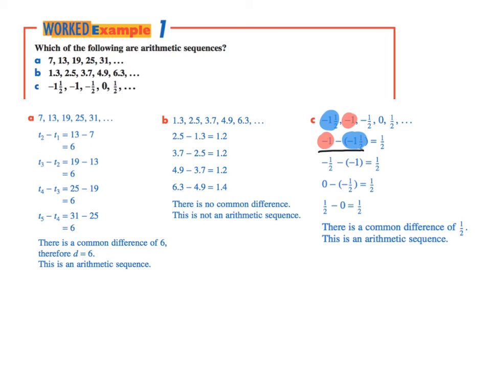We then go ahead and do likewise for the next consecutive terms. So we have in the next section -1/2 minus -1, which is -1/2 plus 1, gives us a value of 1/2. And as we keep going, we would notice that the common difference here is in fact 1/2. So then we can conclude that this is an arithmetic sequence.